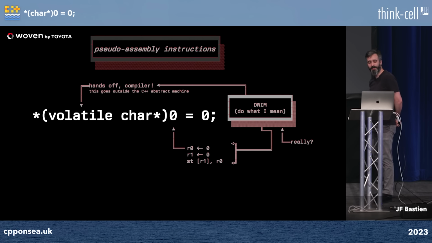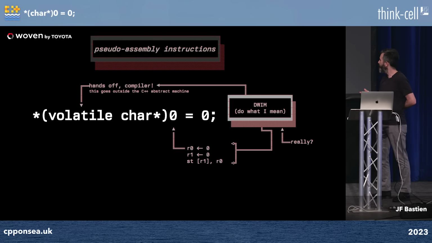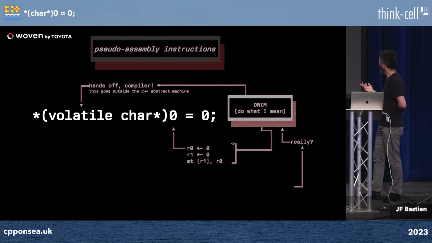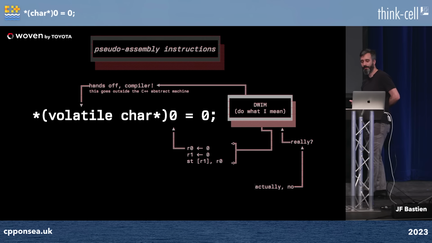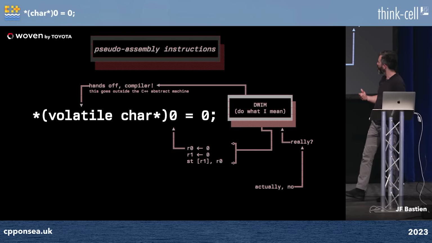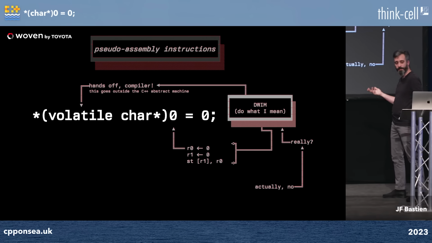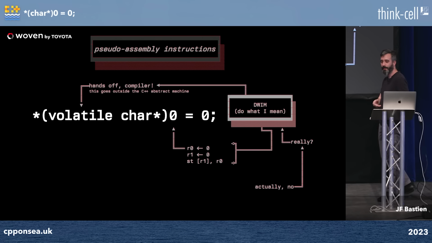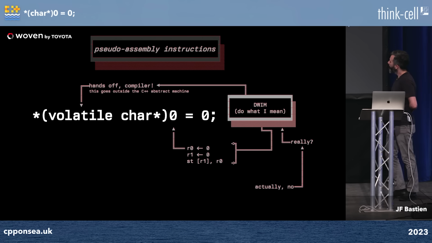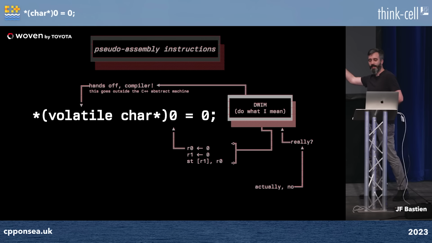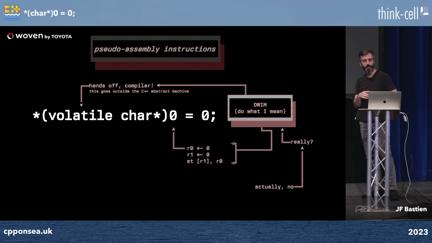Really though? Your intent is do what I mean. Does it actually do what you mean? Well, not really always. If your intent is to get a trap, it won't always give you a trap. Now, why is that? Actually, let's step back a bit. What does volatile mean besides just hand off the compiler? Any clues?